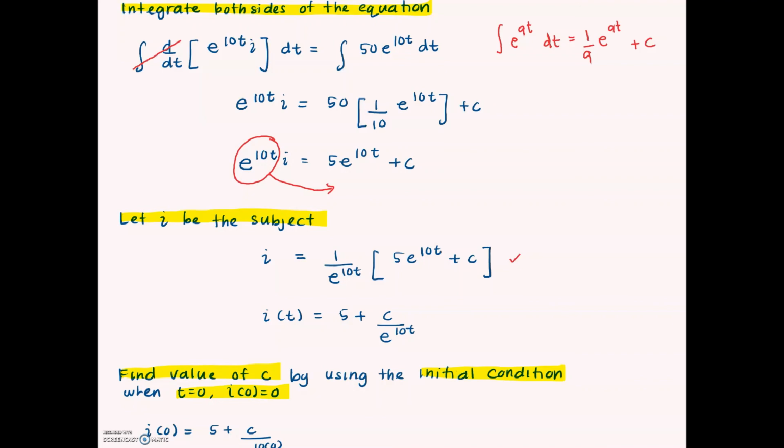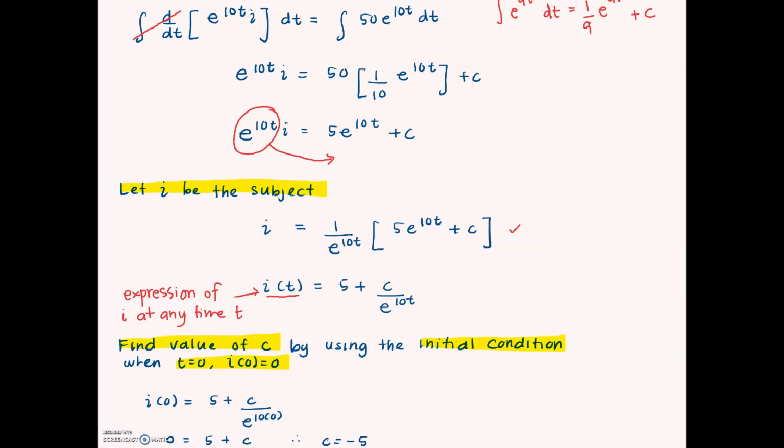So this I(t), we write as I(t) here. It is actually the expression of I at any time t. Okay.